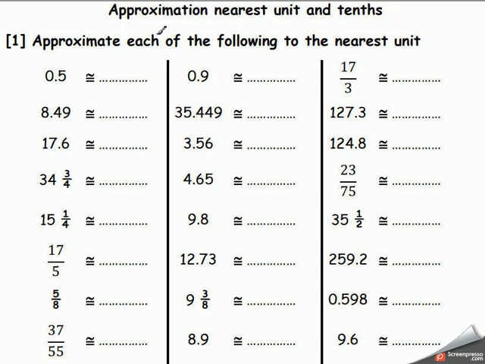Today our lesson is approximation to the nearest unit and tenth. Let's approximate the first example. Approximate each of the following to the nearest unit. I can do the same steps. I will determine the unit digit. This is the unit digit and this is the tenths digit.